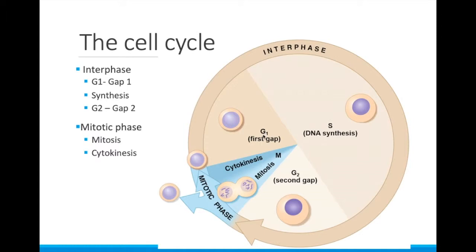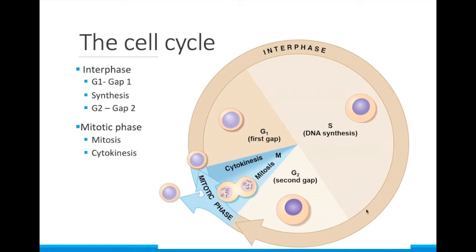G1 actually stands for gap 1, or first gap. But I like to think about it as growth. We named it gap because when the scientists were looking at this, originally we didn't have microscopes powerful enough to see what was happening in the cell. But what's happening here is the cell is just functioning normally, and it's growing larger. So you can see the size of the cell changes as it goes through G1.